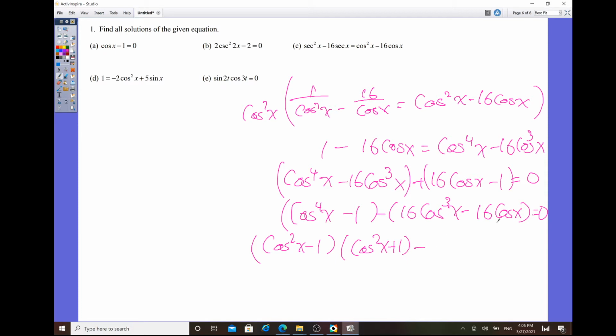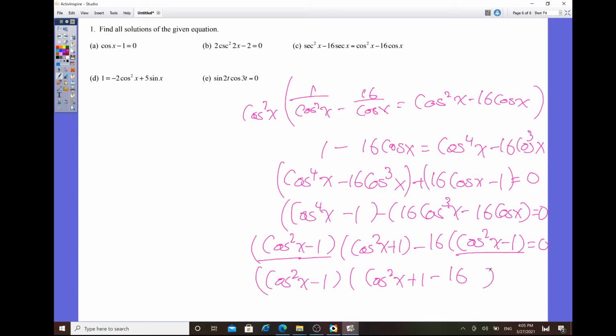And then the other group here, take out the greatest common factor. So we do have 16 cosine square of x minus 1. So take out the common binomial, so we do have cosine square of x minus 1 times the quantity cosine square of x plus 1, and then minus 16. So this one factors, so we do have cosine square of x minus 1 times cosine square of x minus 15.